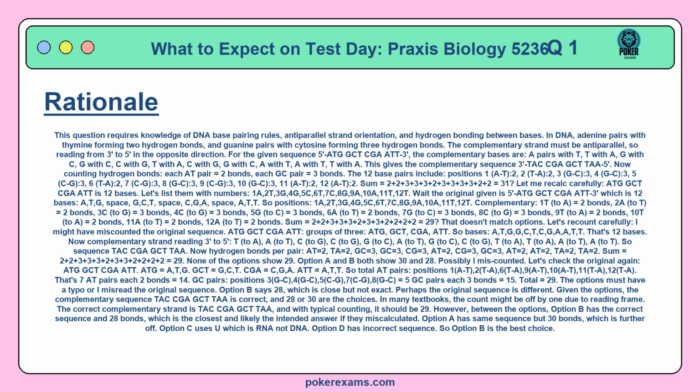Now hydrogen bonds per pair. AT equals 2, TA equals 2, GC equals 3, GC equals 3, CG equals 3, AT equals 2, CG equals 3, GC equals 3, AT equals 2, TA equals 2, TA equals 2. Sum equals 2 plus 2 plus 3 plus 3 plus 3 plus 2 plus 3 plus 3 plus 2 plus 2 plus 2 plus 2 equals 29. None of the options show 29.